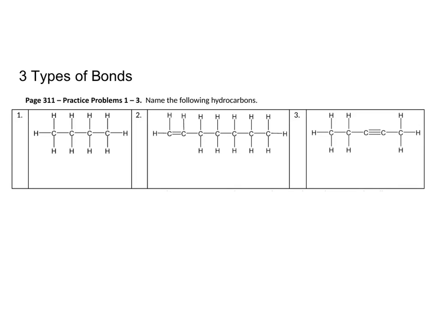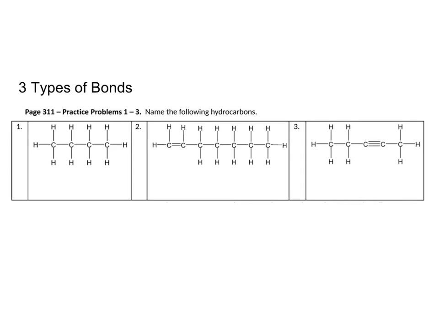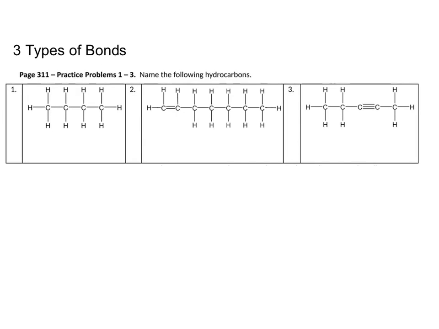So the first thing that we should probably talk about is that in organic chemistry, there are 3 types of bonds that we have to be familiar with. We have the single bond. We have the double bond. And we have the triple bond.